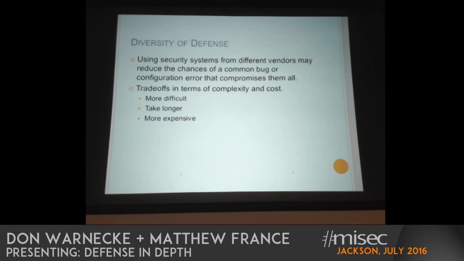So with respect to defense in depth, I think it's about making sure that you consider diversity of defense. But it doesn't mean that diversity of defense has to be a rule of thumb.